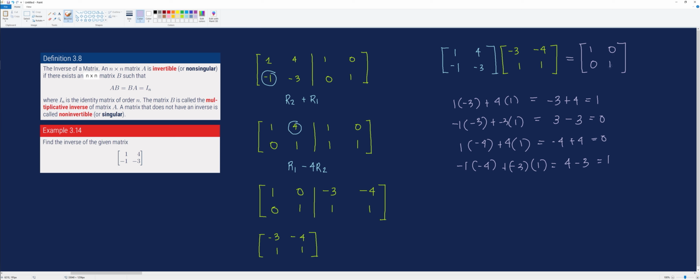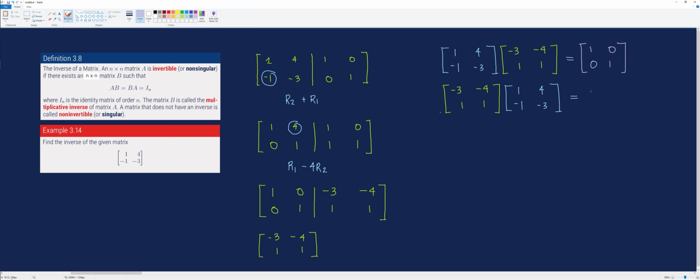So this is the identity matrix, but we need to do the other way around. So let's perform the other way. So again, we expect an identity matrix. For the first cell, that is negative 3 times 1 plus negative 4 times negative 1. So this is equal to negative 3 plus 4, which is equal to 1.